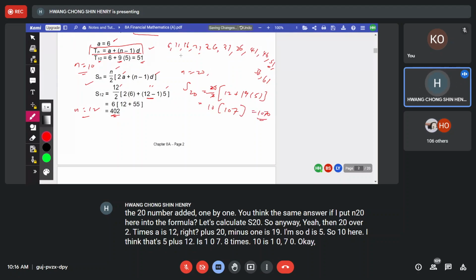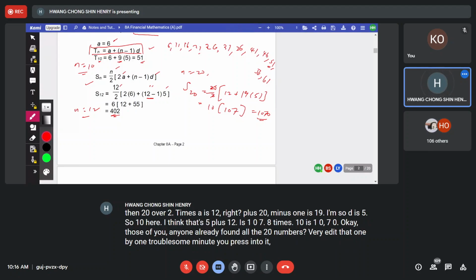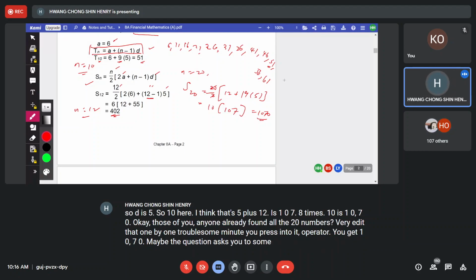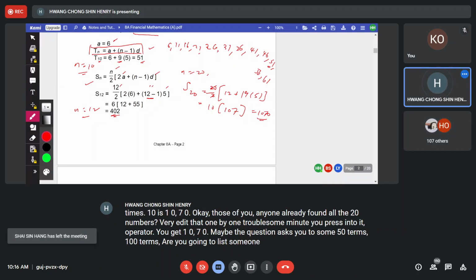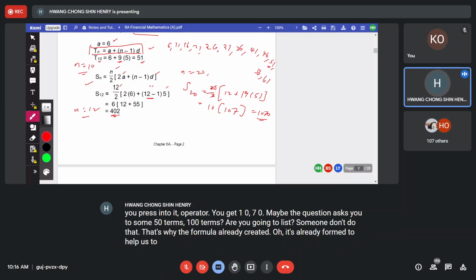Anyone who already listed down all the 20 numbers and added them up one by one? Troublesome, isn't it? You press into the calculator, you will get 1070. Imagine the question asks you to sum 50 terms, 100 terms. Are you going to list down one by one? Don't do that. That's why the formula was created. It's formed to help us sum the n terms based on progression.